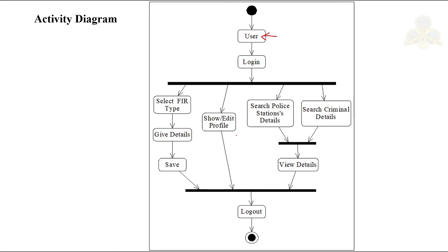Then we have this one. This is the final state. So this means this is the final state of your system. You cannot do any operation beyond that. Then suppose you have this diamond shape. It is a decision node or branching.